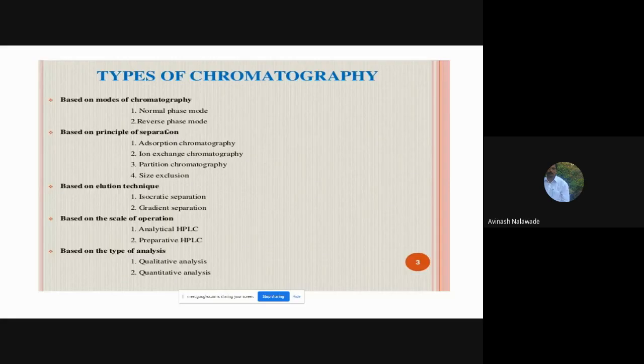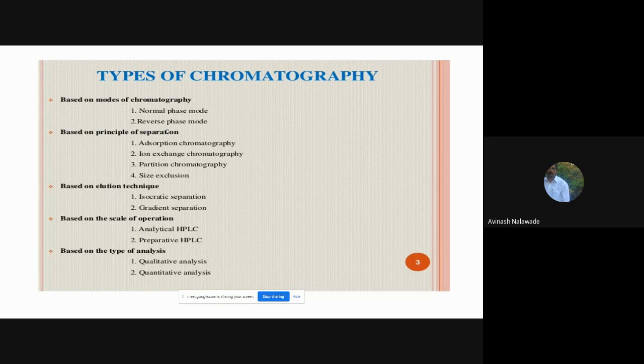Or size exclusion. It depends upon the various types of your analytes. Suppose when you are analyzing your analytes, the analyte particles may have various sizes. So these different sizes of the analytical particles may be separated by a technique that is size exclusion chromatography. So these are the classification of HPLC based on the principle of separation.